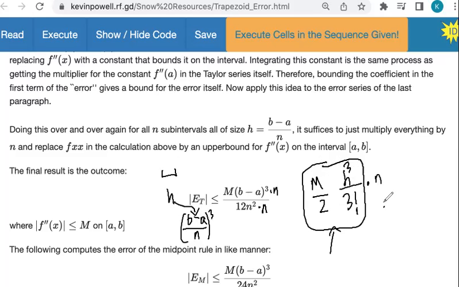Then guess what you do? You just multiply all that by n for n subintervals, and therefore we get the error. So now look at this part right here. See, it's h cubed over 3 factorial. That looks like it comes from some kind of Taylor series, right? And then somehow we get this coming in as well.